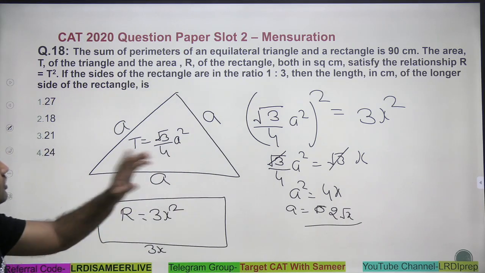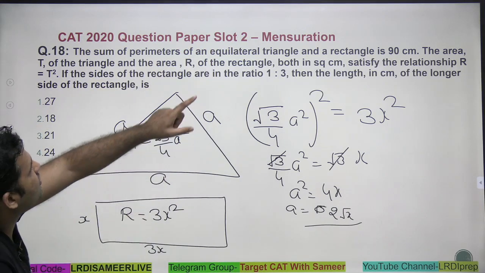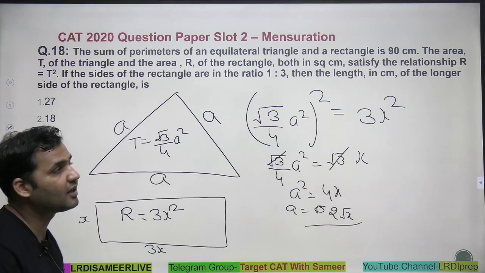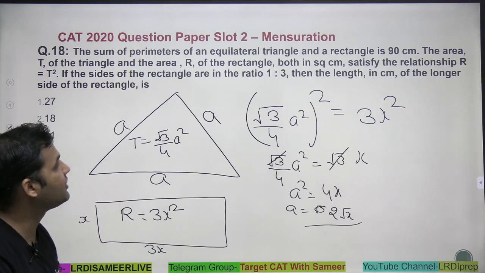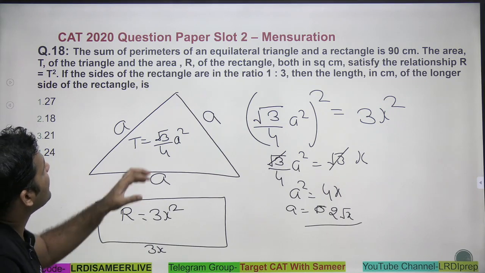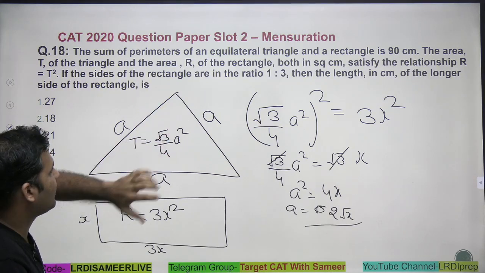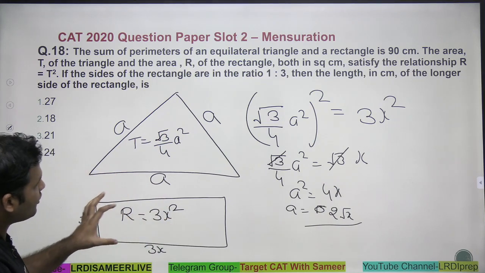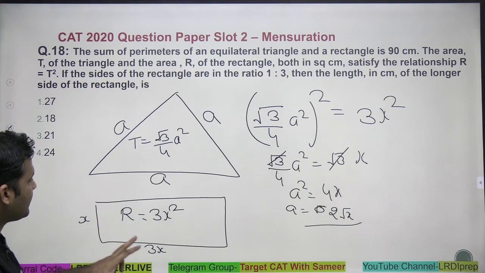Now if a is equal to 2 times root x, I just need to use this relationship. The summation of the perimeter of equilateral triangle and a rectangle is 90 centimeter. Sum of perimeter of equilateral triangle. The perimeter of equilateral triangle is 3a and the perimeter of rectangle is x and 3x.